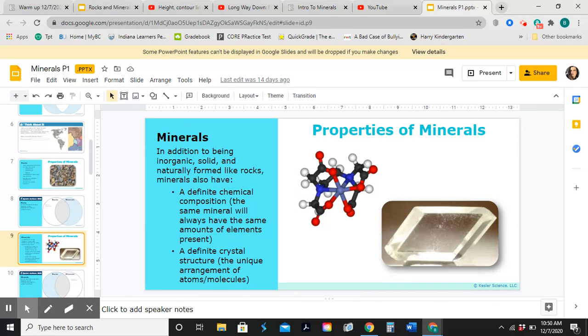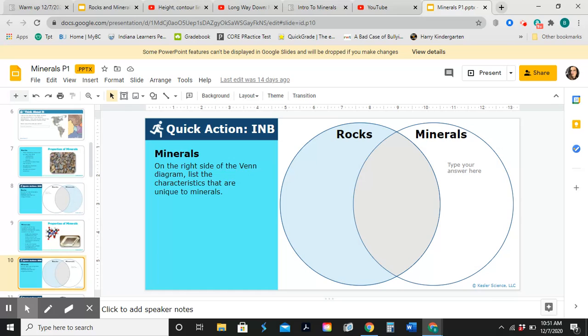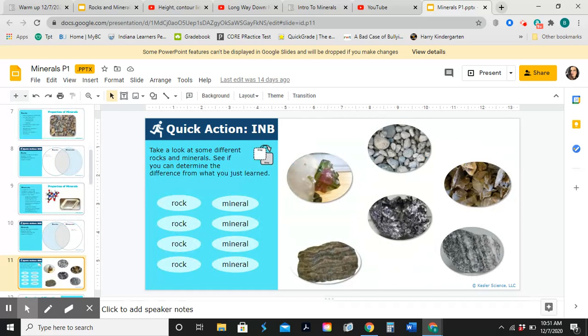Minerals. In addition to being inorganic, solid, and naturally formed like rocks, minerals have a definite chemical composition, which means the same mineral will always have the same amount of elements present. A definite crystal structure, which is a unique arrangement of atoms and molecules. On the Venn diagram, on the right side, you will list unique characteristics for minerals.